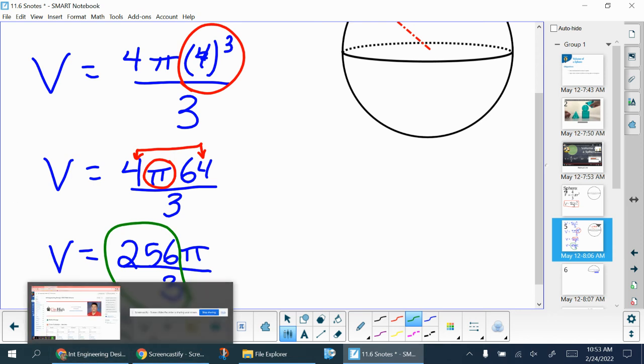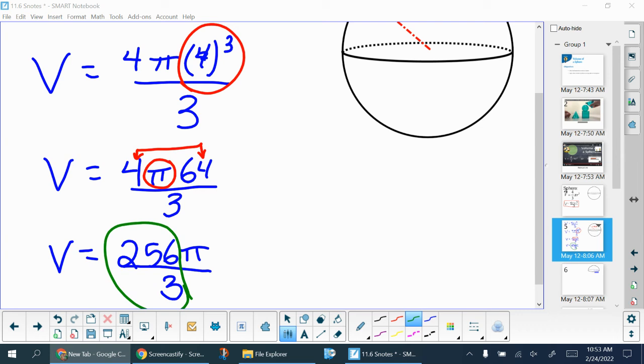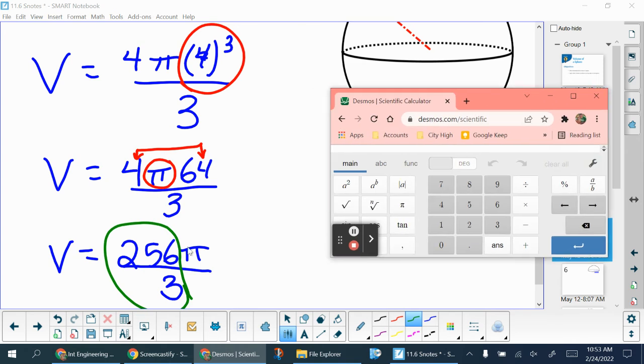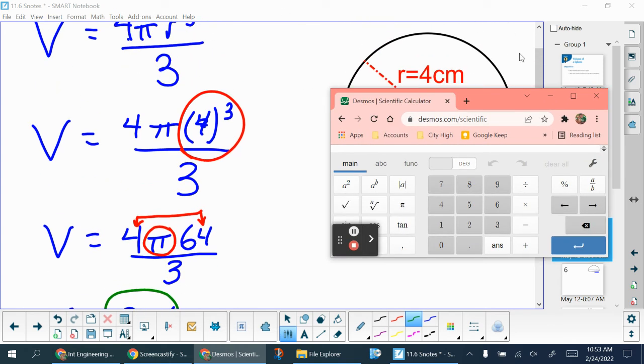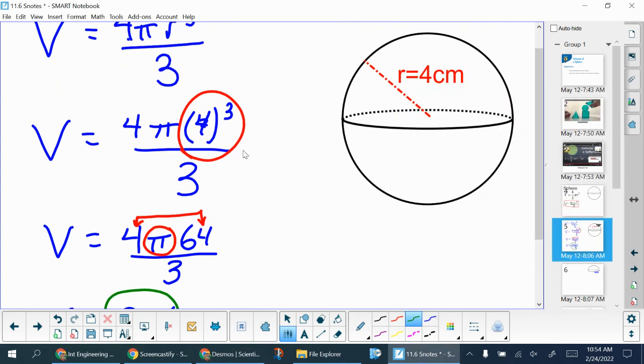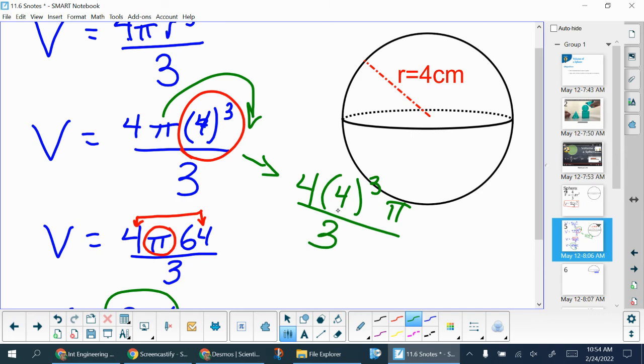Okay, so let's show you how you might want to use a calculator to help you out with this. I'm going to pull a scientific calculator over here. One of the best places to go when you want to actually use a calculator is right back to the beginning. All I'm going to do is rearrange this so the pi is at the end. 4 times 4 cubed pi over 3. And I'm just going to type this part into the calculator. I cannot forget that pi. It is still that pi. I'm just simplifying the numbers part.